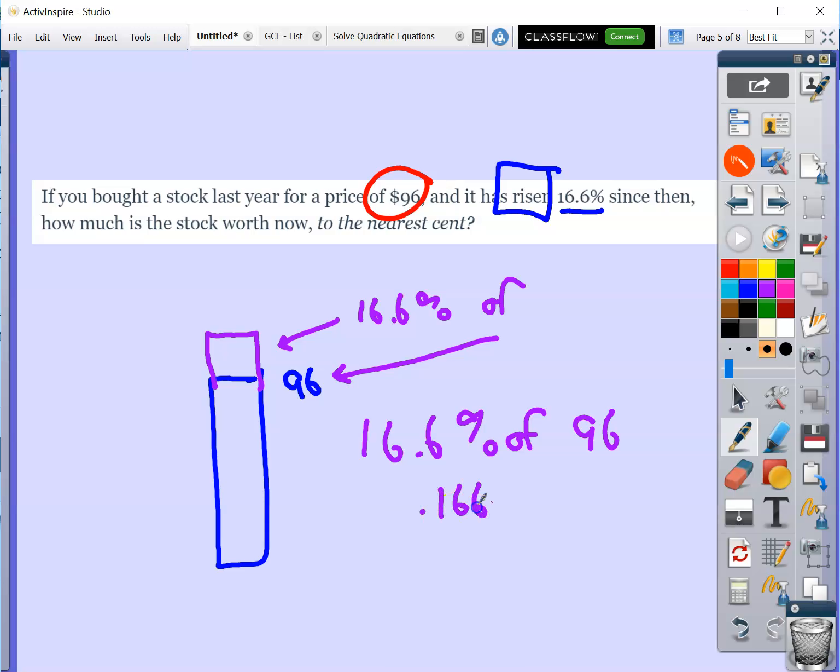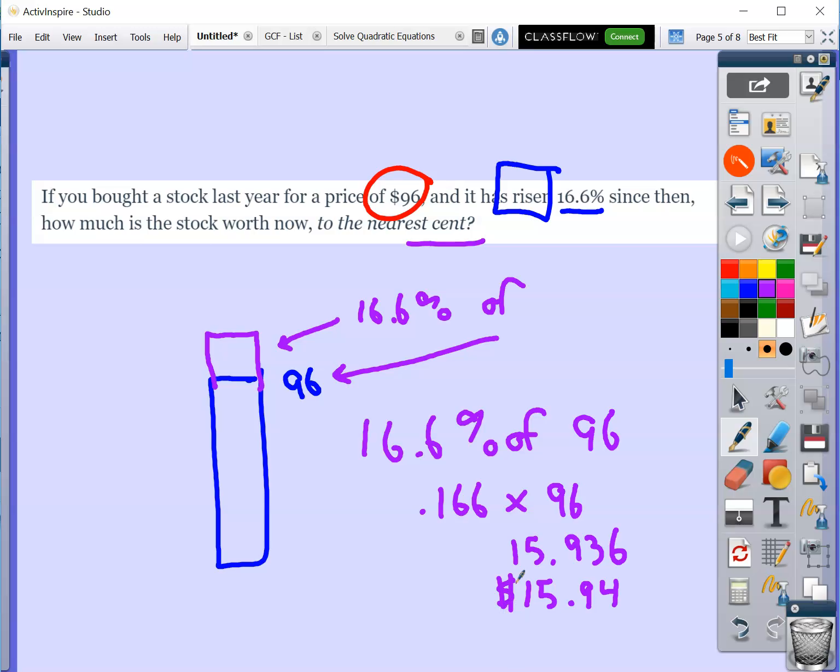So let's get this as a decimal. 0.166 times 96. I get, well, it's actually, the calculator says 15.936. So this is 16.6% of $96. Well, we're supposed to round to the nearest cent, but that's only 2 decimal places. So you've got to look here and say, okay, here's the cents column, the hundredths column. Since that is bigger than 5, then we're going to make this a 4 and drop that. So it's actually going to be $15.94.